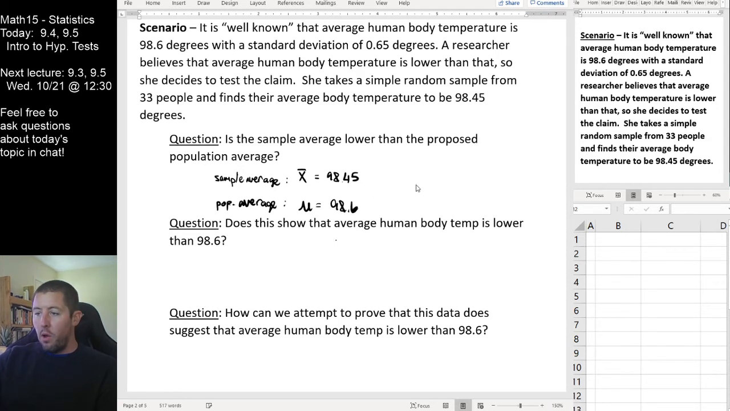And so the answer to our question here is yes, it looks like our sample average was below the population average. So the question that we want to ask is, does this show that average human body temperature is lower than 98.6? And here, the very important thing to understand is that the answer here is no. We always expect variability in our samples.